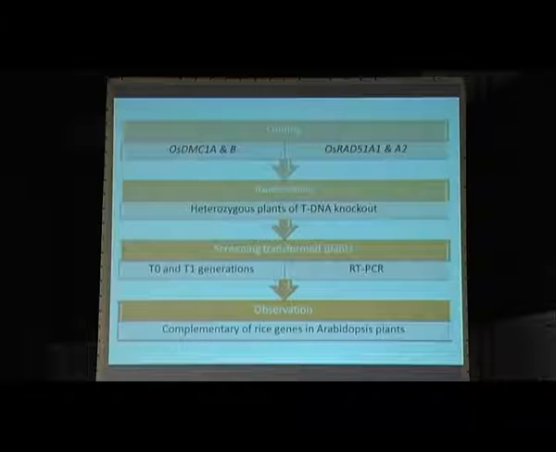So, moving to the complementation method. We used the DMC1A, B, Rad51A1, and A2 clones and transformed them into heterozygous T-DNA knockout plants in Arabidopsis, and then screened in the T1 generation and checked the gene expression of both rice and Arabidopsis genes by RT-PCR, and checked the phenotype of the transgenic plants, such as the flower and the silique.